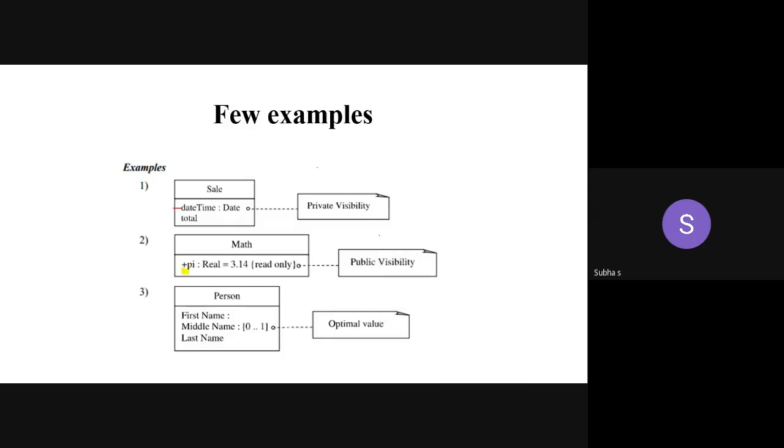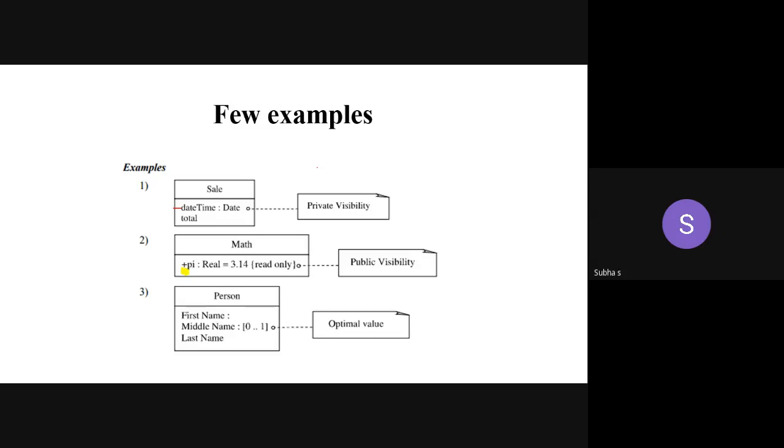This one, the plus symbol denotes the public visibility for a Math class. For a class named Math, what is the attribute I'm using? Pi. Pi is an attribute I'm using of data type real equal to 3.14. In programming, you might know the initialization of a variable. Same thing. Static int x equal to 3. Like that we can give in a C program or Java, anything. Same thing. I'm going to use an attribute called pi with value 3.14.